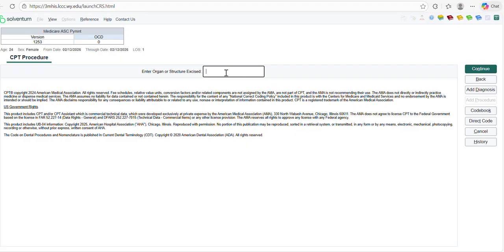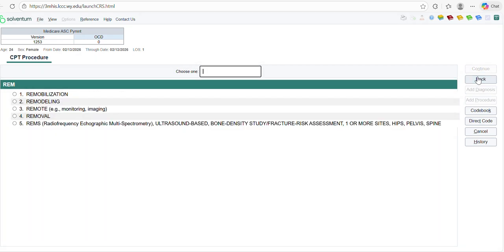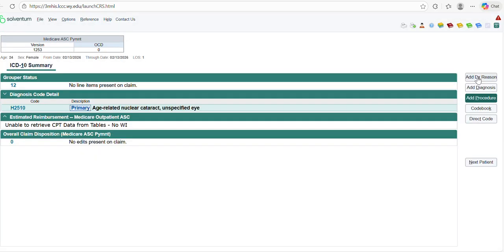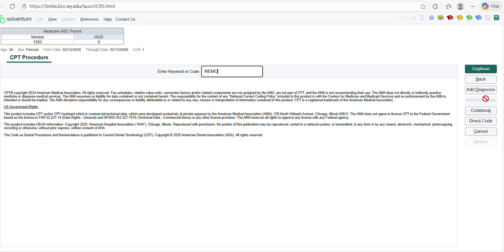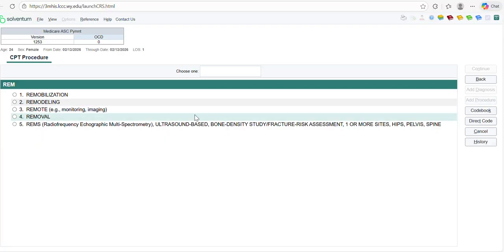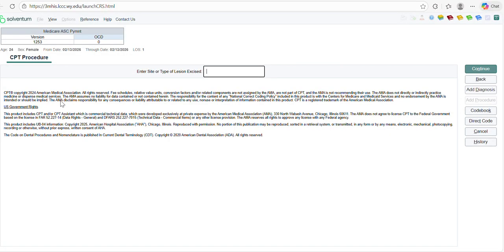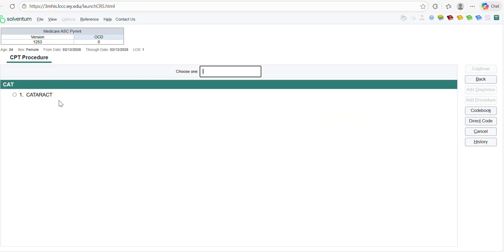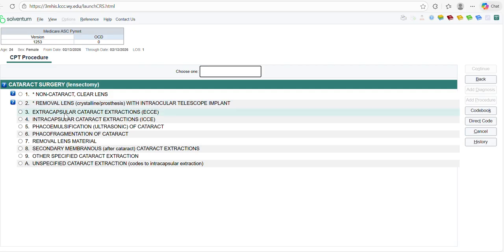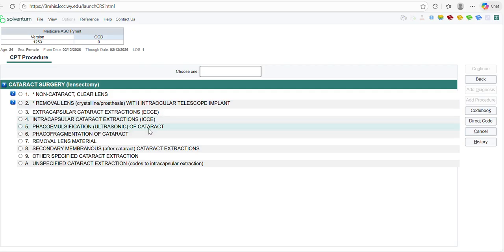So here, in the procedure, first what has been done is removal of the cataract. Sorry guys, I will show you from the start. Cataract removal using phacoemulsification, ultrasonography of the cataract. You can see where the ultrasound is here. Phacoemulsification basically means an ultrasound probe has been used.